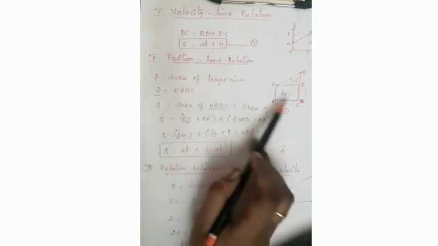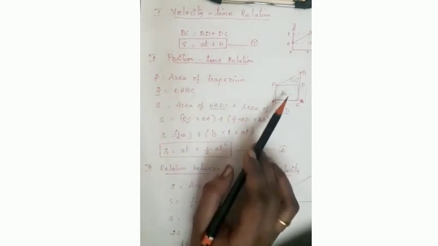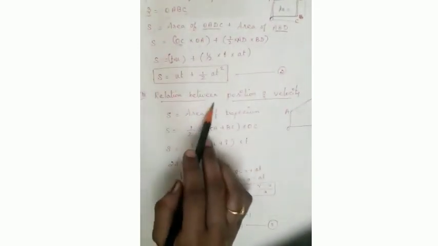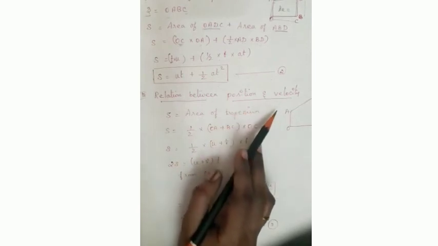How have we found this out? By using the area of the trapezium, we divided this shape into two different shapes, a rectangle and a triangle. By using the basic area formulas, we found the second equation of motion. Now we are going to see the third equation of motion by using the relation between position and velocity.